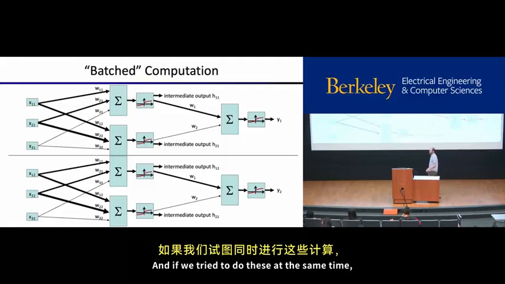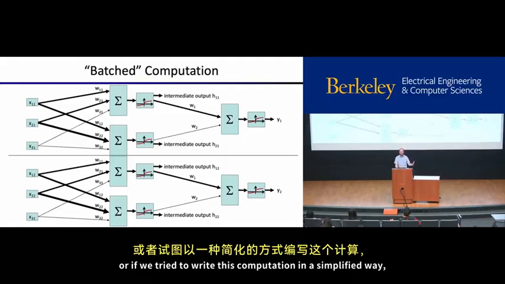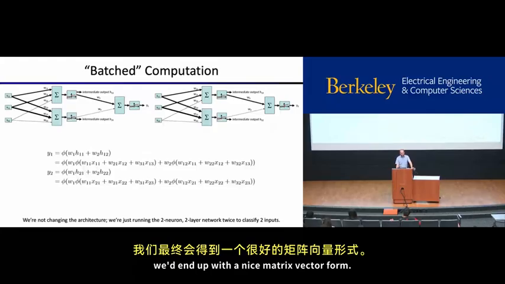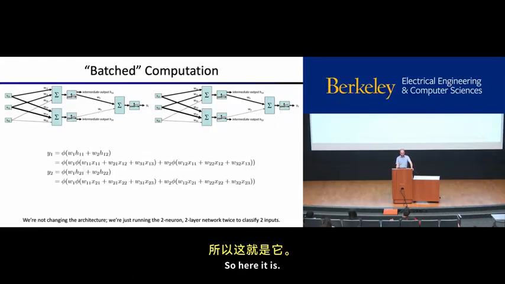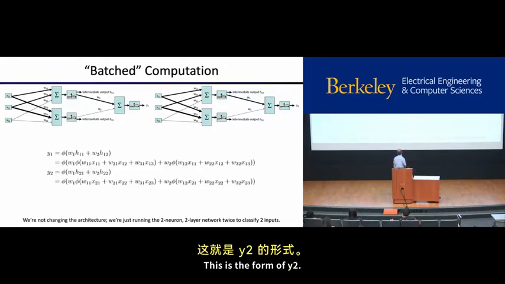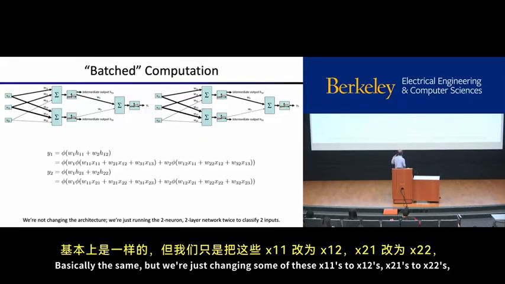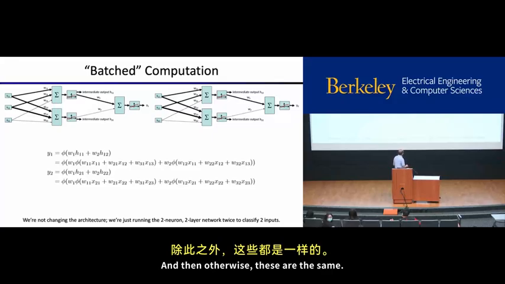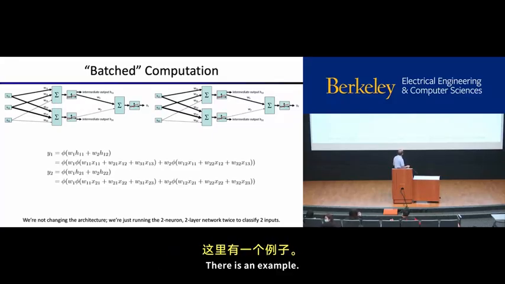And if we tried to do these at the same time, or write this computation in a simplified way, we'd end up with a nice matrix vector form. Here it is if you just write it all out without any matrices. This is the form of Y1, this is the form of Y2, basically the same, but we're just changing some of these X11s to X12s, X21s to X22s, X31s to X32s, and otherwise these are the same. Let's see. There is an example. That looks wrong.